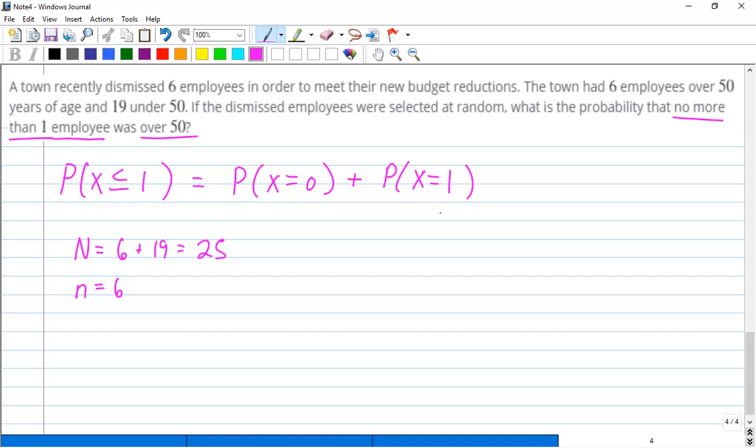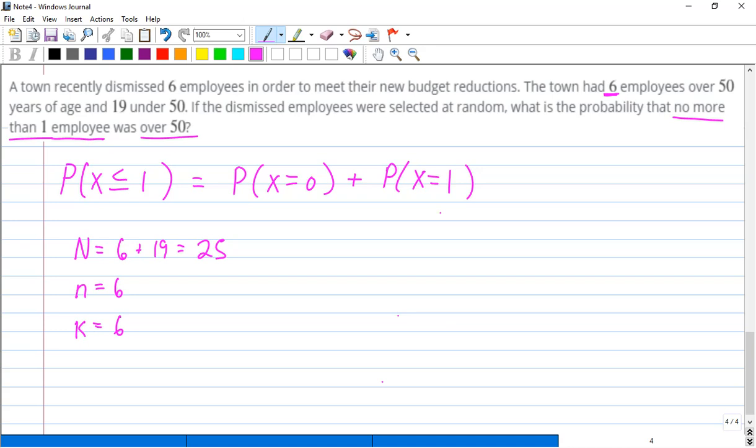Over 50. Now, pay attention. Listen to me when I say this. There are 6 people over 50. That is a coincidence that they are dismissing 6. That 6 and that 6 are different 6s. It's just a coincidence they're the same number. So the success here, or it's not really a success if we're dismissing them, but this 6 right here is because we're talking about the over 50.